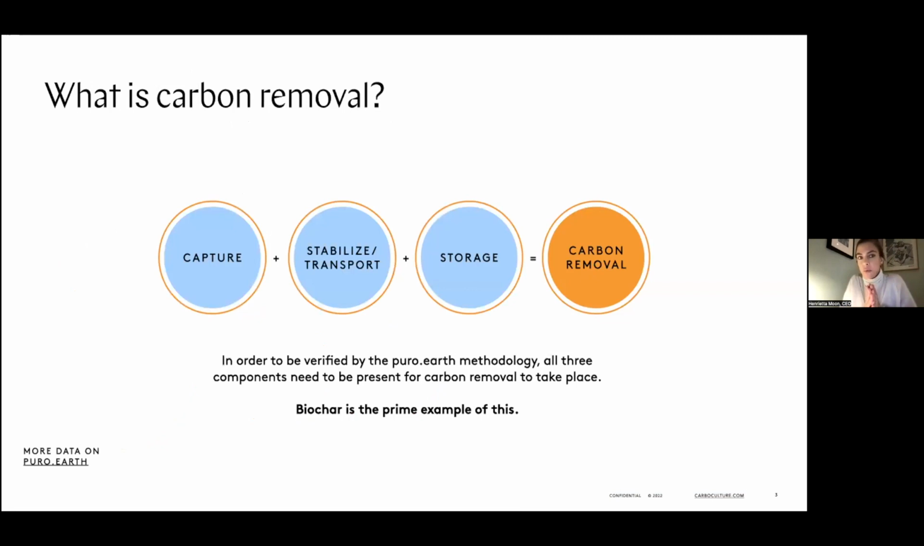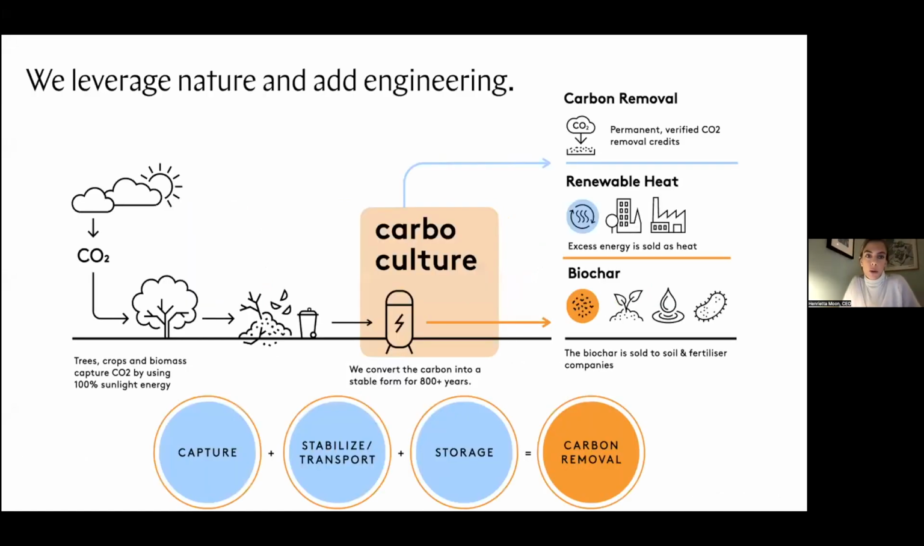Like was mentioned, what is carbon removal? It's many things, and why biochar is such a neat way to do carbon removal is that plants draw down the carbon through photosynthesis, and then we convert that carbon from the plant matter into a stable form, which is then stored in a biochar format very safely for hundreds of years, if not millions of years. And this all leads to carbon removal.